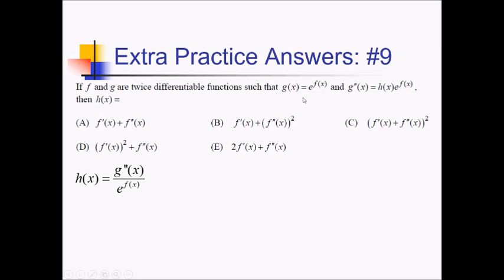All right, so g prime of x, let's start there. That's going to be a chain rule here. We're going to have e to the something, so e to the f of x, times the derivative of the something, which is going to be f prime. So that's g prime, but now we need g double prime to put something in here with.